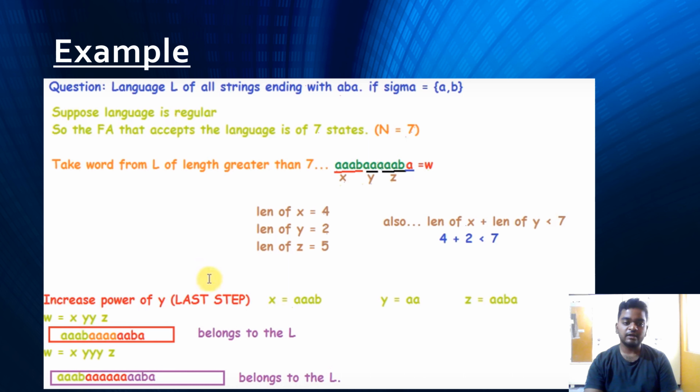Increase power of y. Last step. X is equal to AAAAB, Y is equal to AA, Z is equal to AABA. W is equal to x y y z, which means AAAAB, 5 or 6 B's plus A, belongs to L. W is equal to x y y z belongs to L.